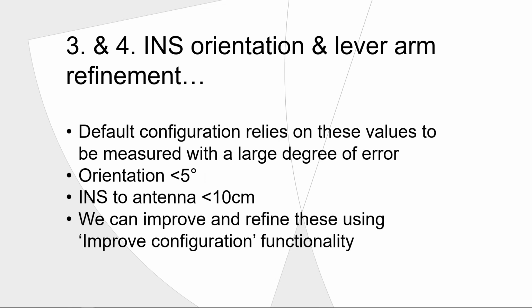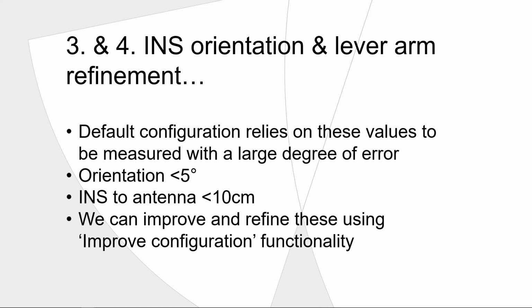And then your INS to antenna lever arms. These are especially hard to measure if you're in a car, for instance, and your INS is inside the car and your antenna's on top. Obviously, they can be up to 2 meters away, and to measure these extremely accurately is very difficult. So that's why we give you a wide range of values that we can accept at first. But this does increase the time for the Kalman filter to come to a solution.